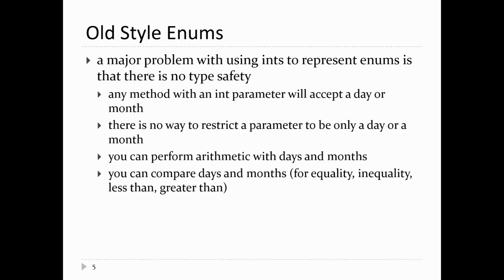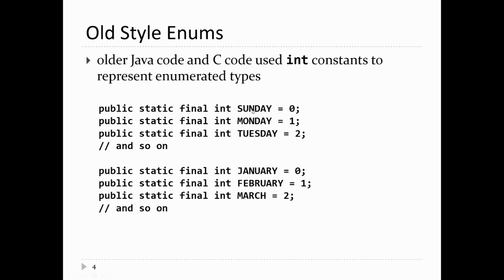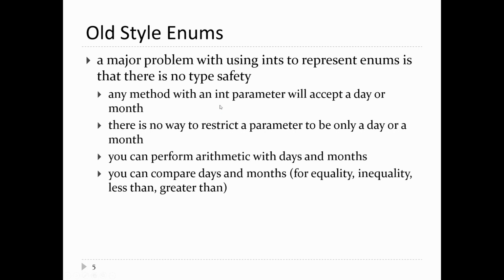And so what does that mean? That means your day or your month, they're just ints. So any method that takes in an int parameter will accept a day or a month. So you can call the math.max with 2 days, and it'll give you the quote-unquote maximum day. You can take the square root of a day. You can take the square root of a month.